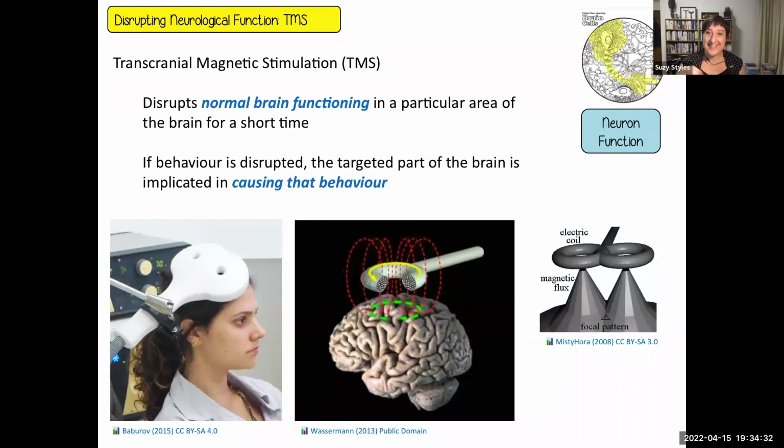So this kind of technique allows us to test a very strong hypothesis that a particular brain region is involved in a particular function, because we can test whether or not a person can carry out that function and then cause a temporary impairment in that region and see whether the function can no longer go ahead as usual.